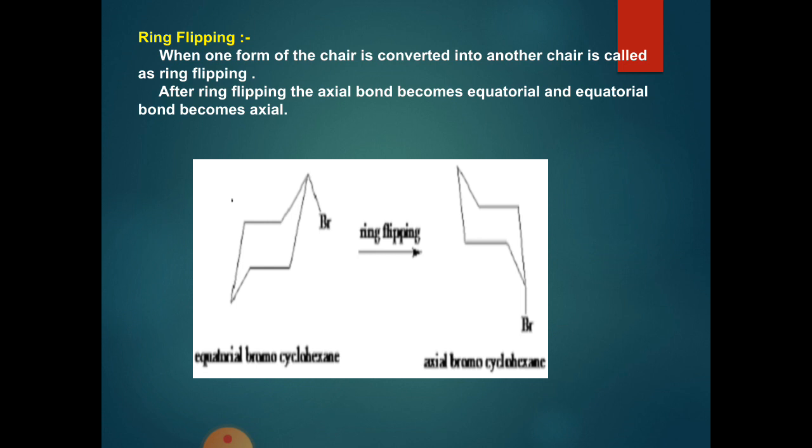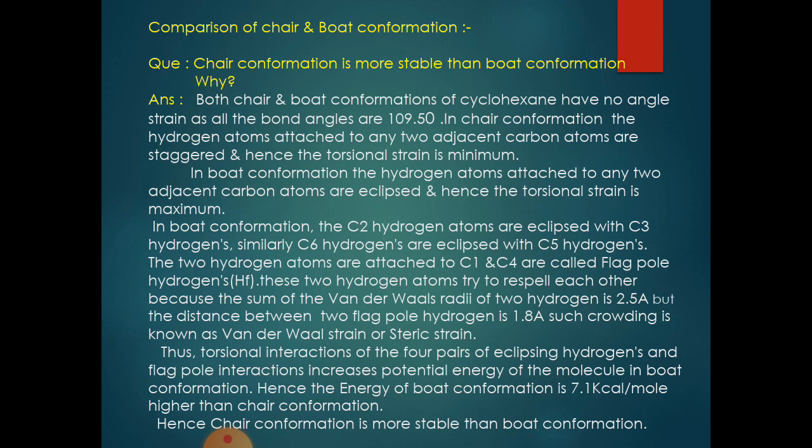The next point, the most important point, is ring flipping. First we see what is meant by ring flipping. When one form of chair is converted into another form of chair, it is called ring flipping. Means what happens? After ring flipping, the axial bond becomes equatorial and the equatorial bond becomes axial. Again we see the two diagrams. In the first diagram, there is an equatorial bromocyclohexane, and after ring flipping, the equatorial bromine gets converted into the axial position, that is an axial bromocyclohexane.